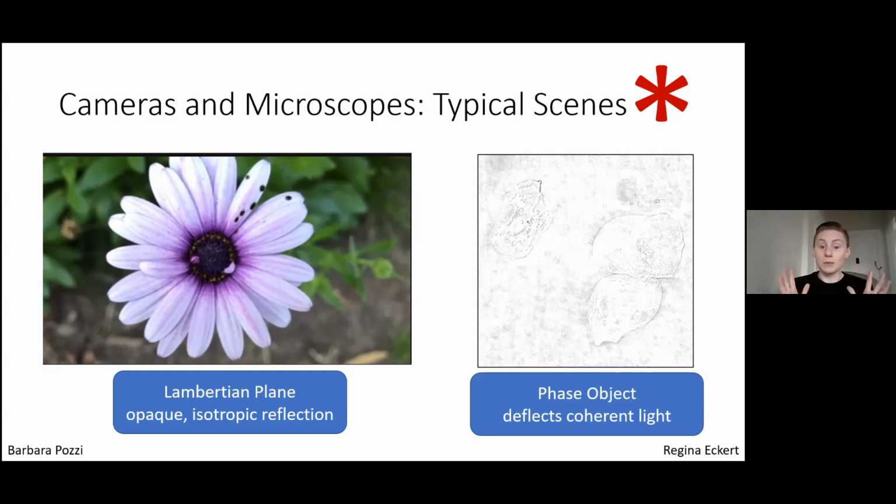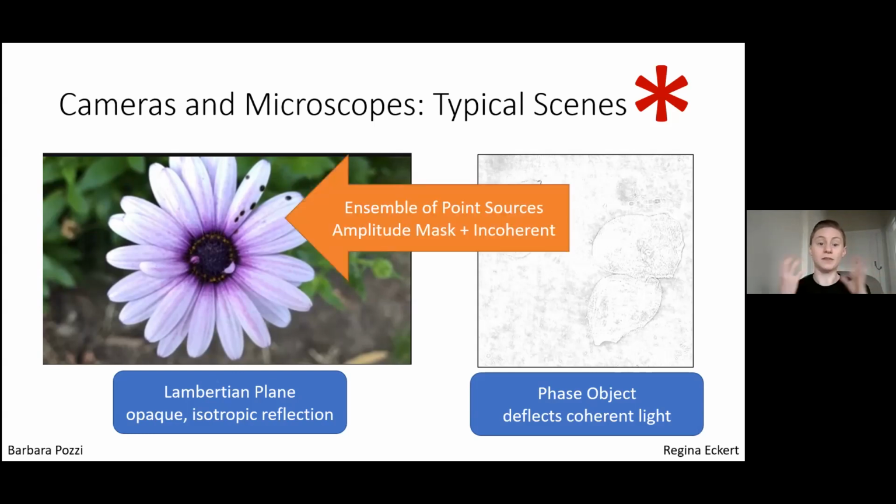So I want to be clear that you could take the object on the left with a microscope, you could take the object on the right with a photograph or with a camera, but you would be violating some basic assumptions, and the way that you would think about it would probably be pretty different. So while a photographer would think of this flower as basically Lambertian and basically planar, someone from the phase microscopy side would think of this as like an ensemble of mutually incoherent point sources, or perhaps like an amplitude mask that's illuminated by an incoherent source, right?